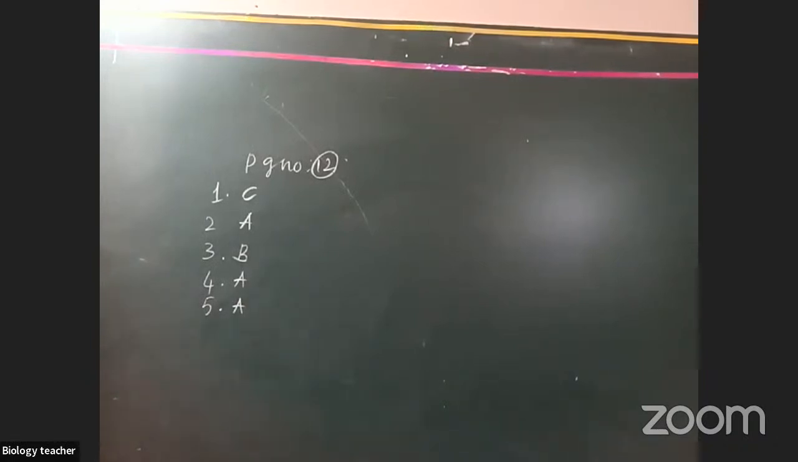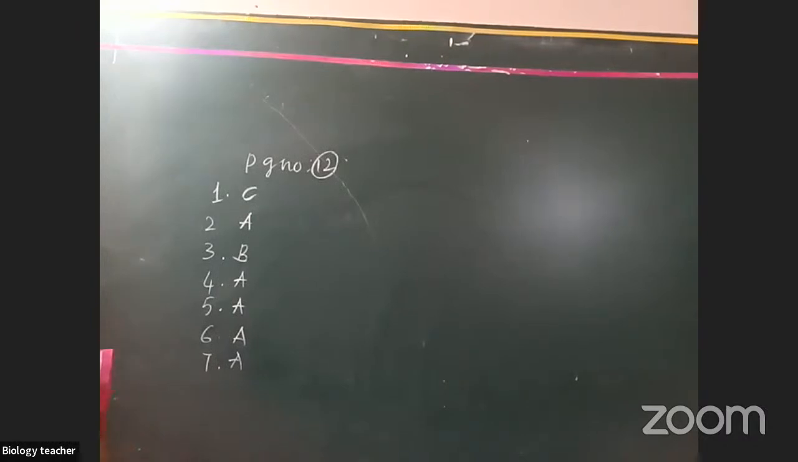So an example of manure. Options: A, cow dung; B, urea; C, ammonium sulfate; D, superphosphate. So answer A, cow dung. Seventh one, an example of fertilizer is cow dung, plant waste, urea, urine. So urea. So our animal urine means our urine also contains fertilizer.